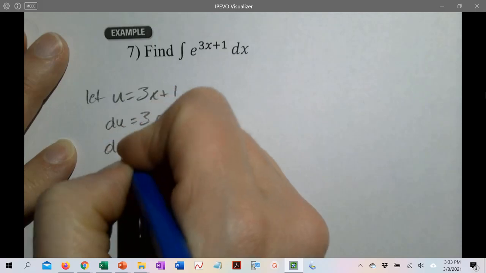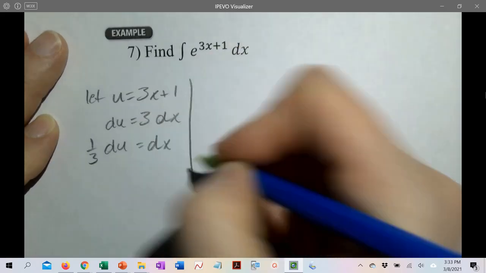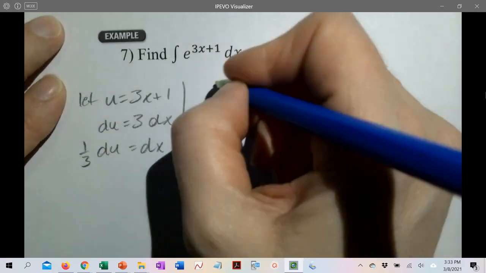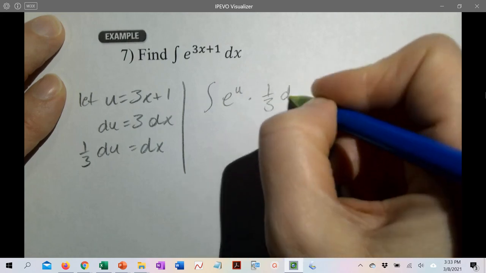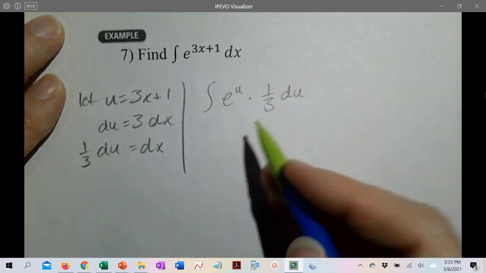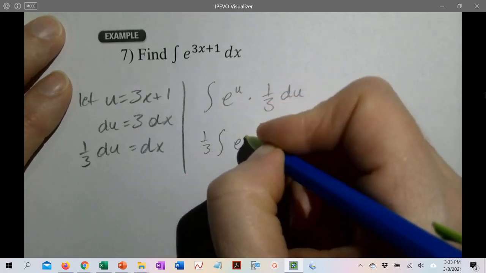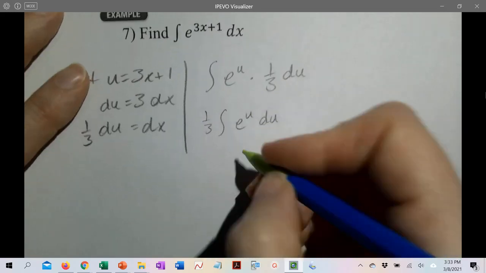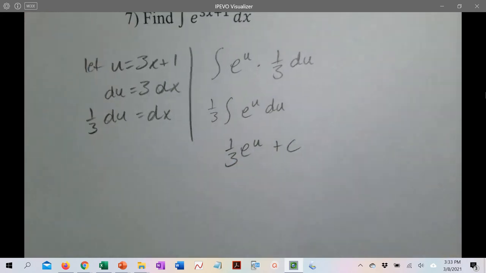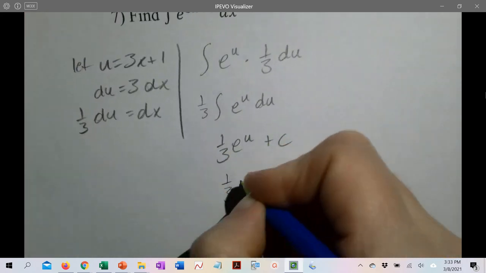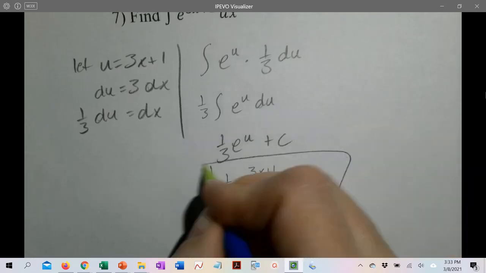So that means that du divided by 3, or sometimes you can call that 1 over 3 times du, is equal to dx if you want to be fancy. And then we're going to make our substitution. So the integral of e to the u, and then we have the 1/3 du. And so just like with the other problems, that 1/3 is a constant. Let's take that out of the integral. And we have the antiderivative of e to the u du, which of course is just e to the u plus c with that 1/3 there. And then we back substitute, put it back in terms of x. That's 1/3 e to the 3x plus 1 plus c. Voila.